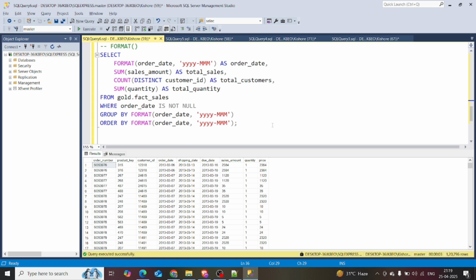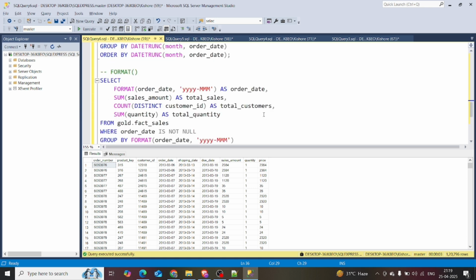So FORMAT of order date with yyyy-MMM as order date, and we sum the sales amount as total sales, count the distinct customer ID as total customers, and sum the quantity as total quantity, coming from the gold fact sales, with non-null order dates. We group by the format of order date, same as in the previous query, and order by the format of order date.